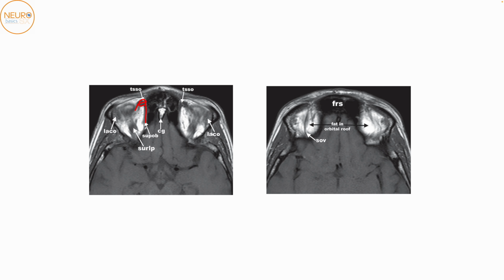This is the lacrimal gland, superior rectus over here. A little bit more superiorly, you can make out the superior orbital vein and the fat in the orbit. This air-filled region between both the orbits is the frontal sinus.